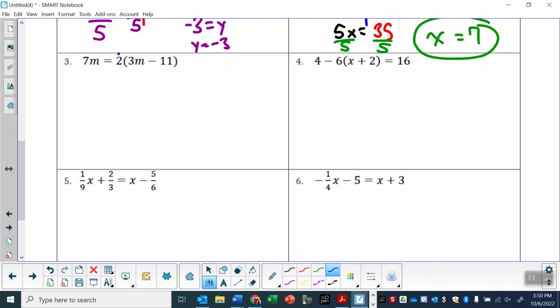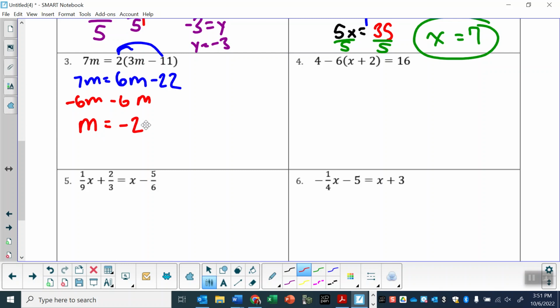Now number 3, distribute. Keep the 7m. 2 times 3m is 6m. 2 times -11 is -22. Get your variables together. Subtract 6m from both sides. 7m minus 6m is 1m equals -22.